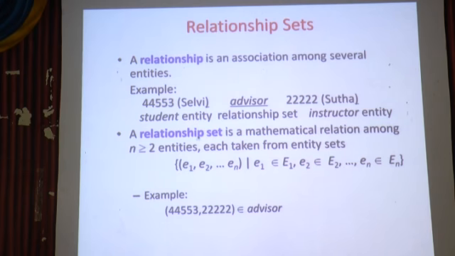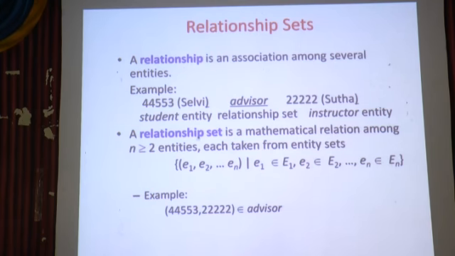For example, student is one entity, instructor is another entity. We have a relationship between student and the instructor. That relationship is advisor. Every student has an advisor and each and every instructor has a student. So these two entity sets have a relationship set, advisor. A relationship set is represented by mathematical notation among n greater than or equal to 2 entities.